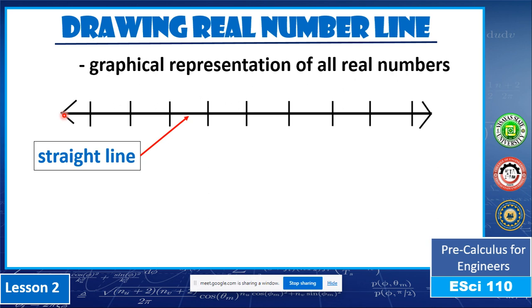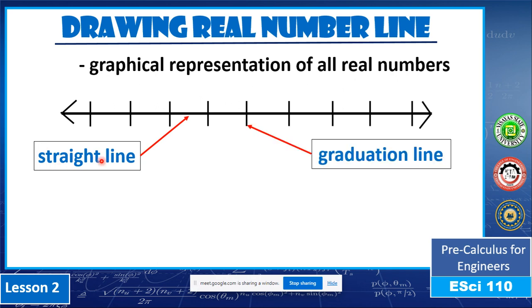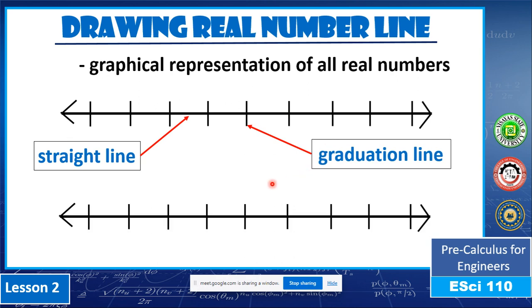And for your number line, not only straight line, we also have this. Yung nakikita nyo na palang vertical lines. These are graduation lines. So this will determine the precision of your real number line. Sa akin lang, yung precision ko is up to whole number lang. So hindi ako nag-include ng mga graduation para sa 1/2 for the decimal. So it's up to you. It's your own preference.